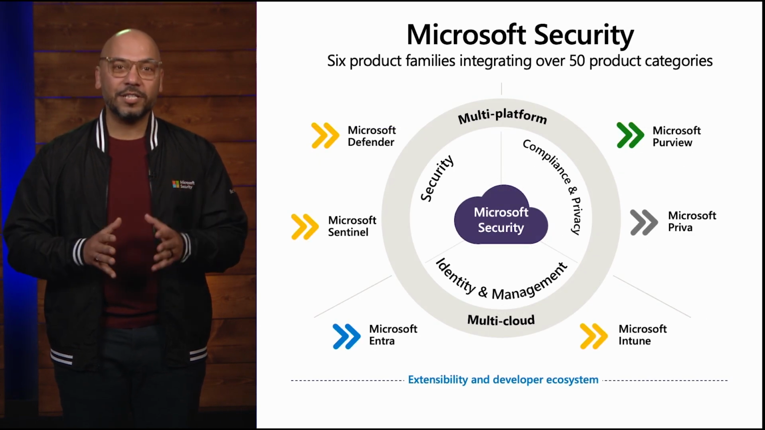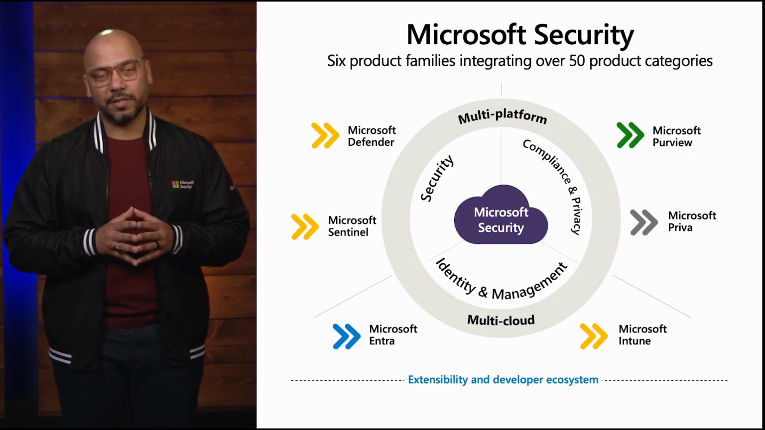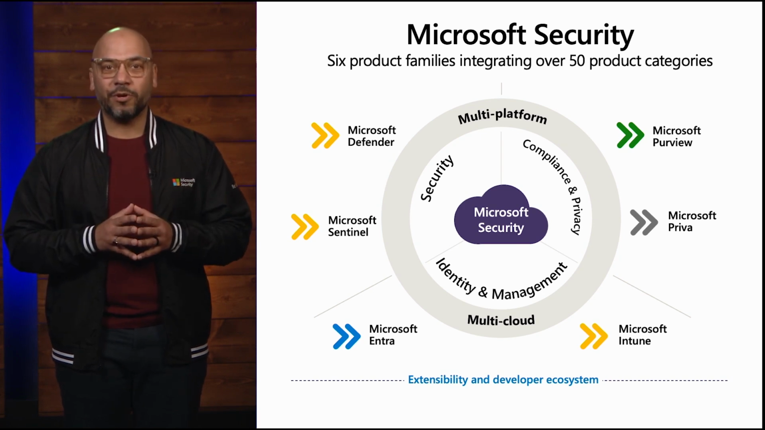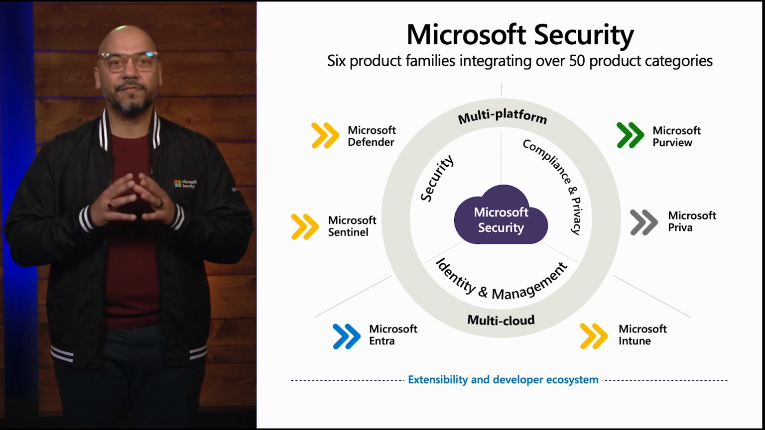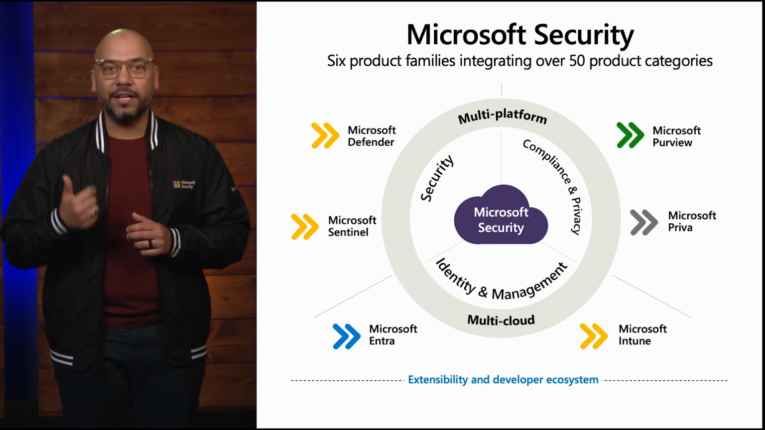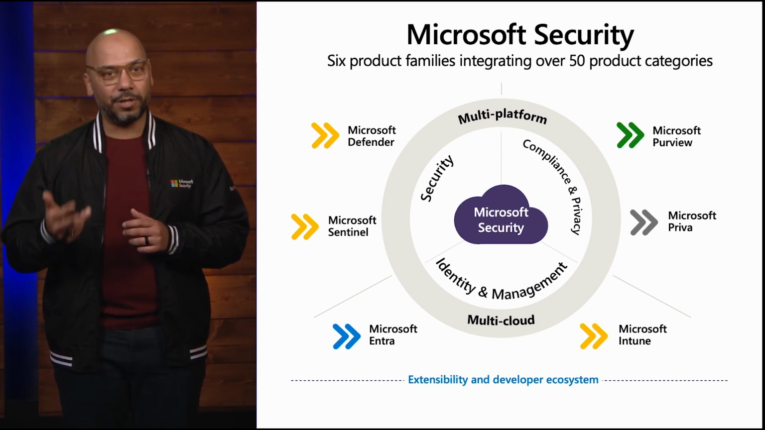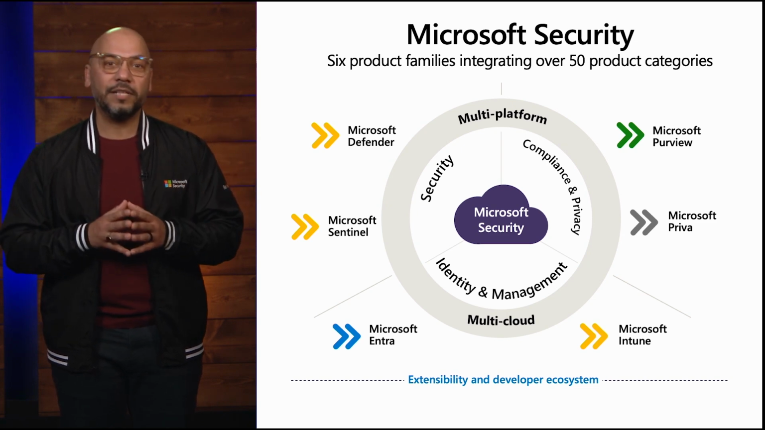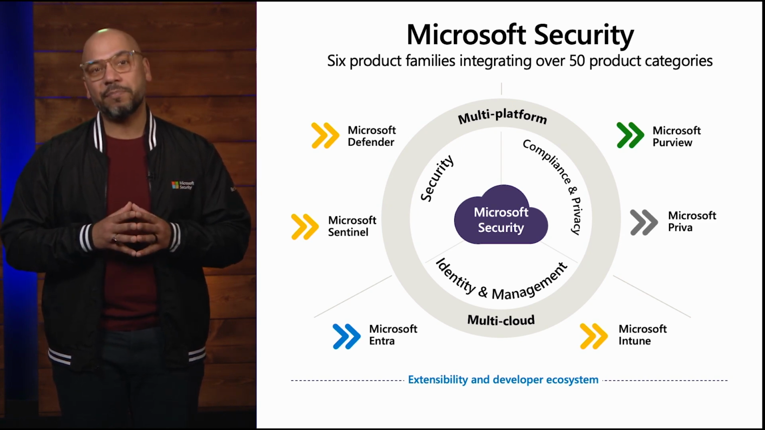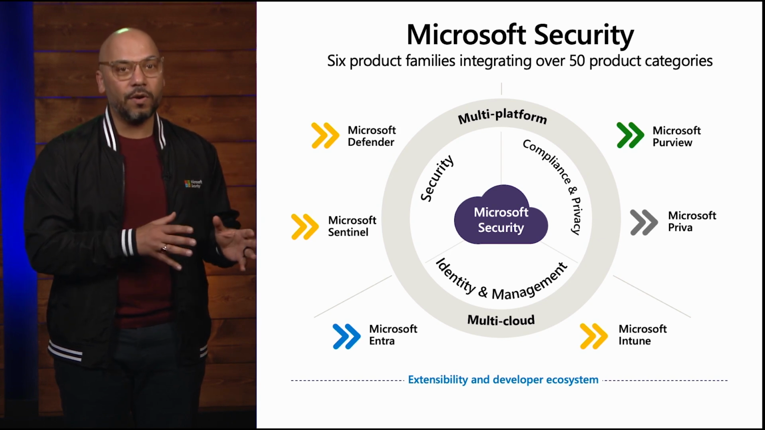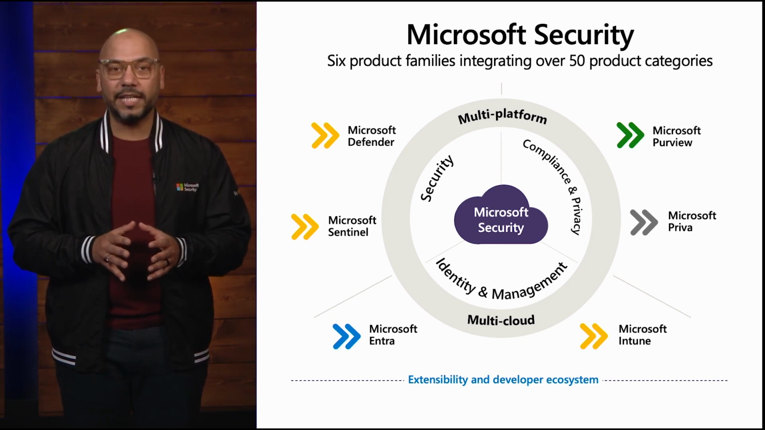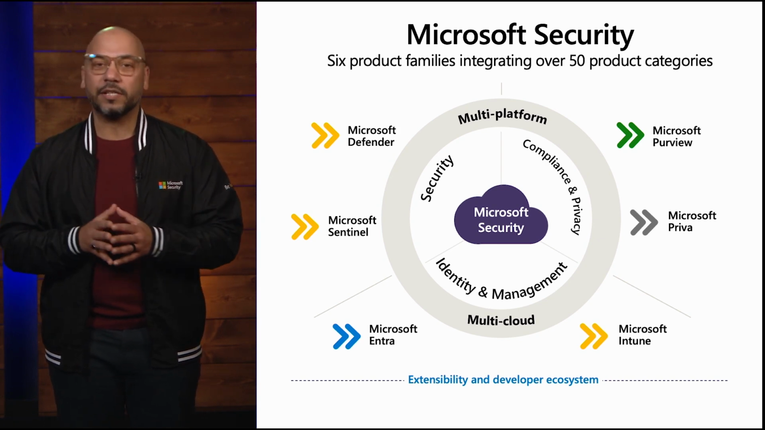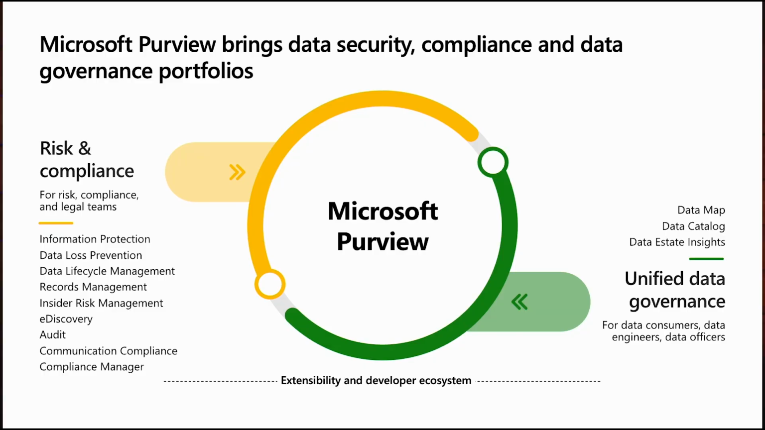Microsoft is the largest security company in the world. The Microsoft security portfolio consists of 6 families, including Defender, Sentinel, Intune, Purview, Priva, and Entra. Together, these 6 product families cover more than 50 product categories, covering security, compliance, privacy, identity, and management areas. Now let's do a double click down into Microsoft Purview solutions that we are covering today.